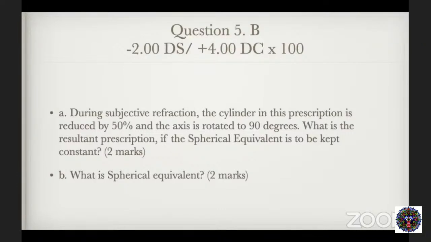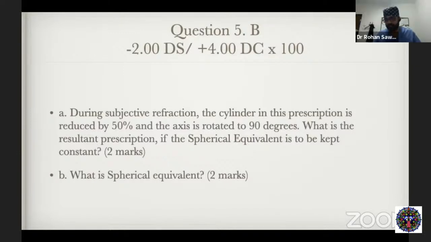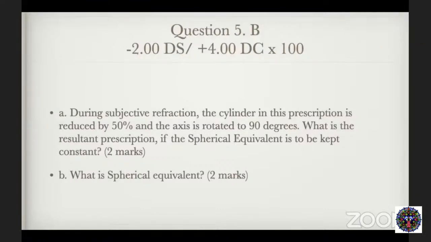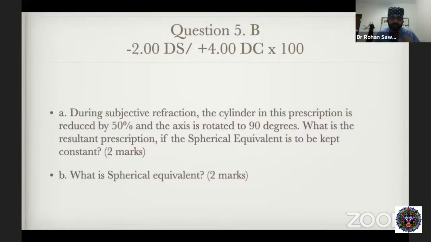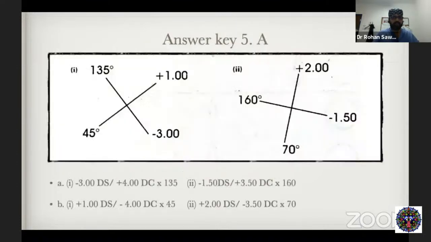All right. Now, the next question is, what is the spherical equivalent? No, they want to know what the spherical equivalent means in general, regardless of this question. It says that the sphere plus half of the cylinder. Yes. So it is the average spherical power of a spherocylindrical lens, which is the power of the sphere plus half the power of the cylinder. Right. Let's go to the answer keys.